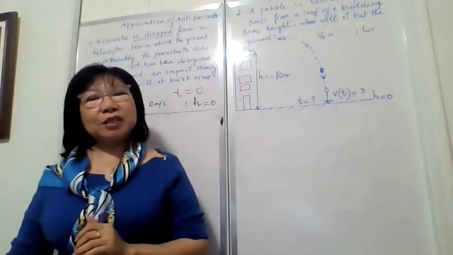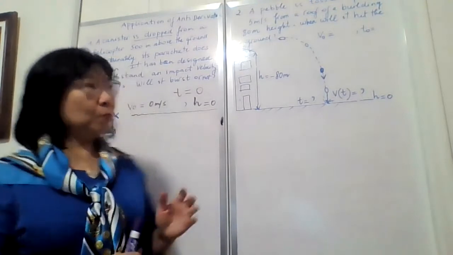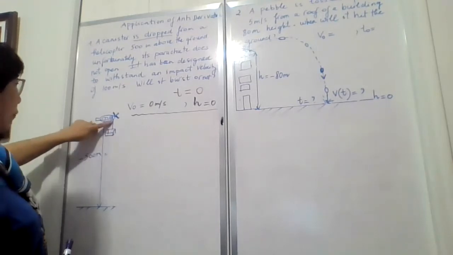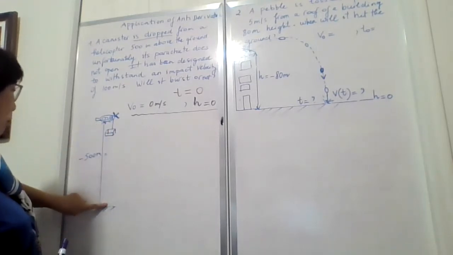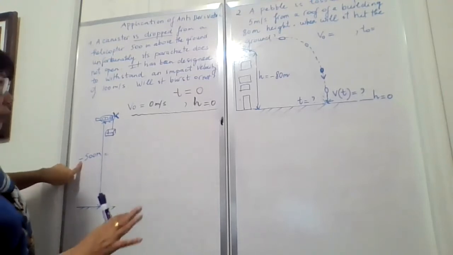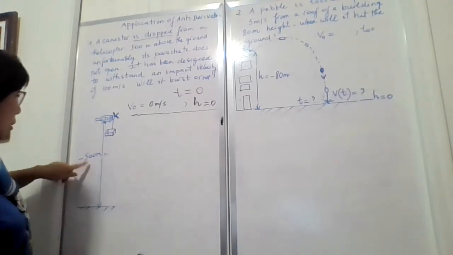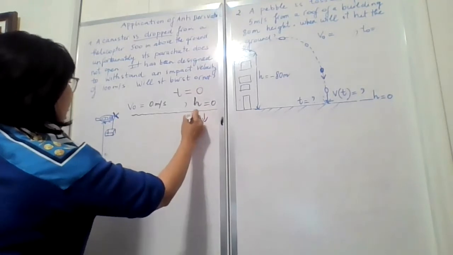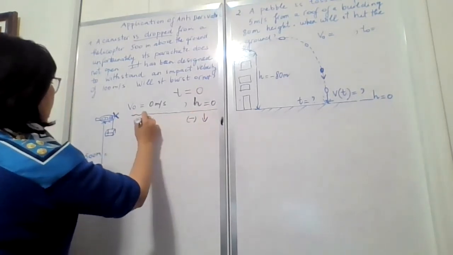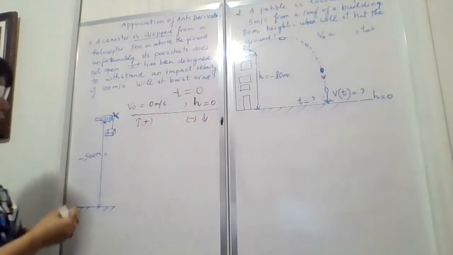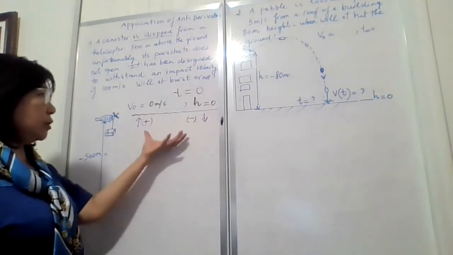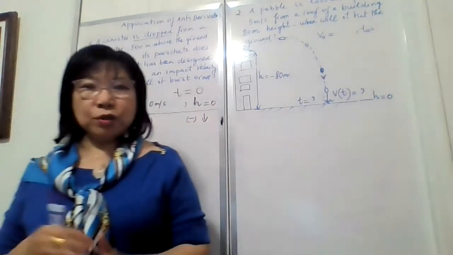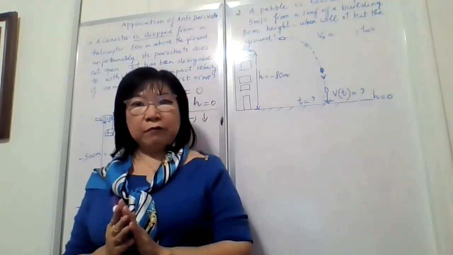Let me summarize the scenario. We have a helicopter dropping a canister from a height of 500 meters to the ground. Now, why do we have a negative? Because in math and in physics, for convenience, the convention is that downward is negative and upward is positive. You can change it as well. You can say up is negative and down is positive. It doesn't matter, as long as you're consistent with the data information.